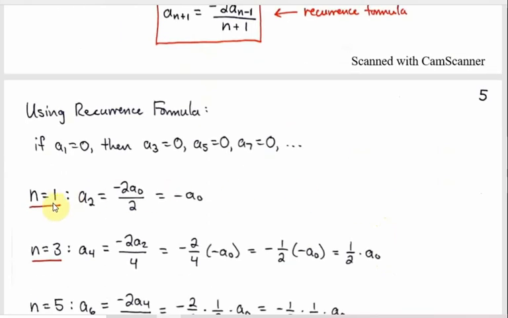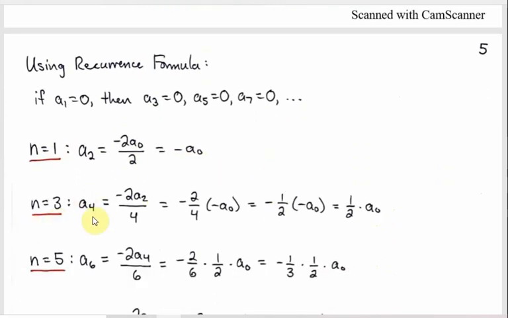So if n is 1, that'll give you an even. So it'll give you a sub 2. All right, so a sub 2 would be negative 2 times a sub 0 over 2. We can say, all right, for now I'll just call that negative a sub 0. If n is 3, that'll give us a sub 4. So it's negative 2a2 over 4, but a2 is negative a0, so I sub that in right here. So then that's negative 1/2 times negative a0, so it's just 1/2 times a0. All right. If n is 5, that'll give us a6, which is negative 2a4 over 6. But we said a4 was 1/2 a0, so I sub that in right here. So then we get negative 1/3 times 1/2 a0.